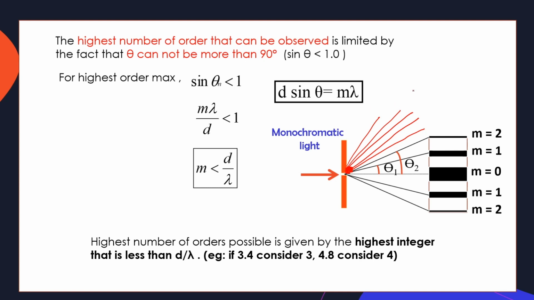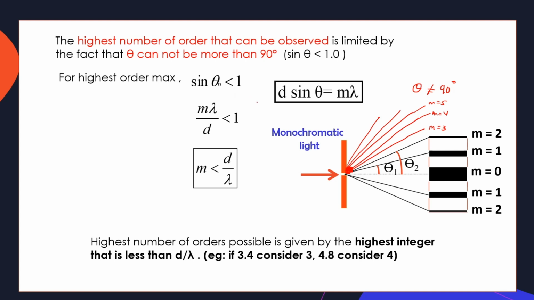So logically, theta cannot be more than 90 degrees, because sin theta must be less than 1.0. So in order to calculate the highest order number that we can observe on the screen, for example, this is m equal to 3, m equal to 4, m equal to 5, and so on. We want to know the highest order that we can observe on the screen. We can write sin theta less than 1, which means that the angle cannot exceed 90 degrees.